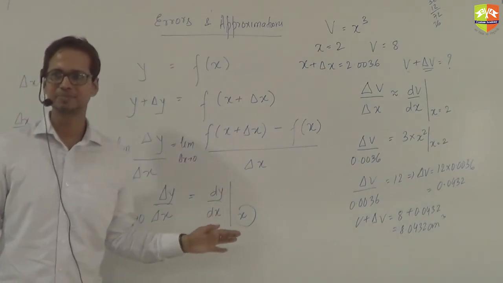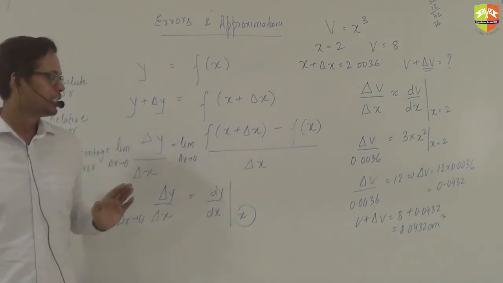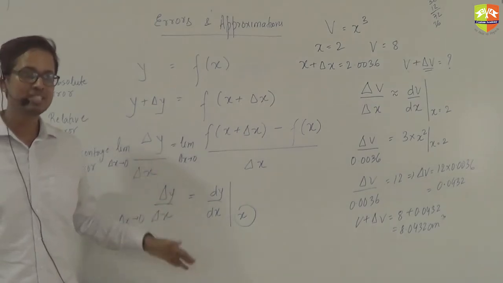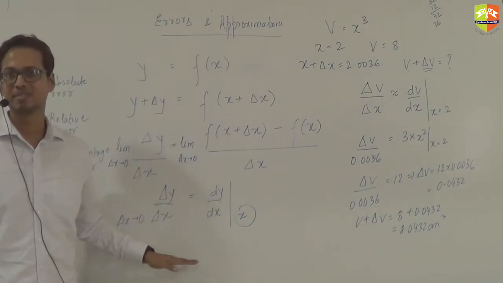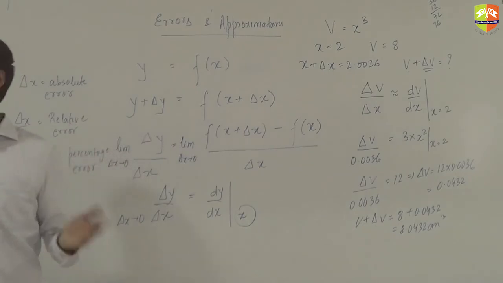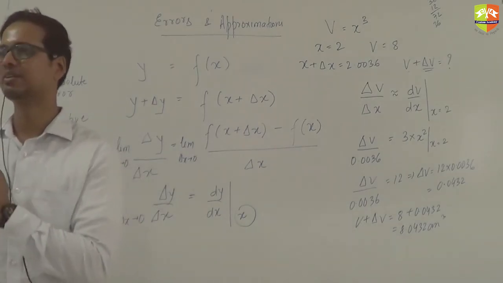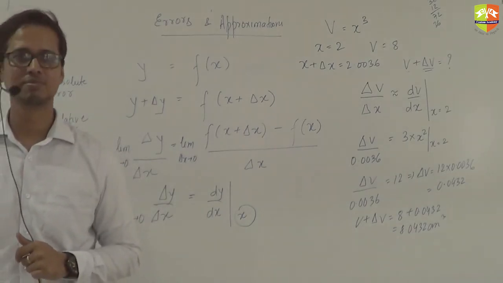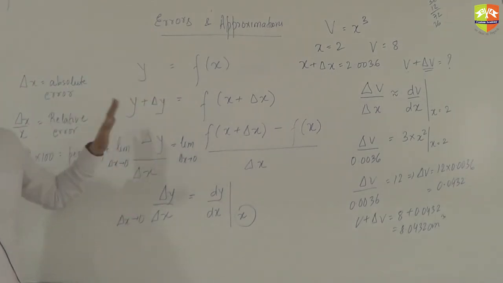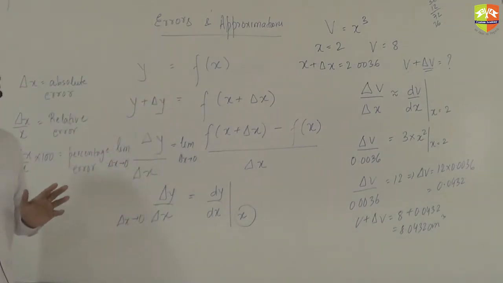Is the idea clear? Okay. So, I am achieving two things here. I know the error first of all. What is the error in the output? And I can approximate my new value by adjusting the error. Okay. So basically this is the theory involved in errors and approximations. So now we take various types of problems on this. Any questions with respect to theory?